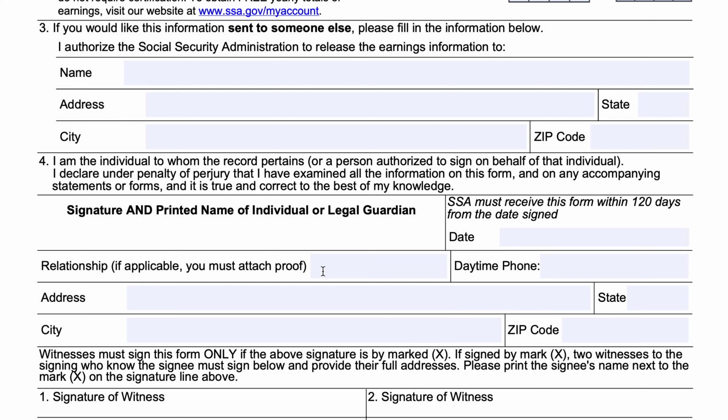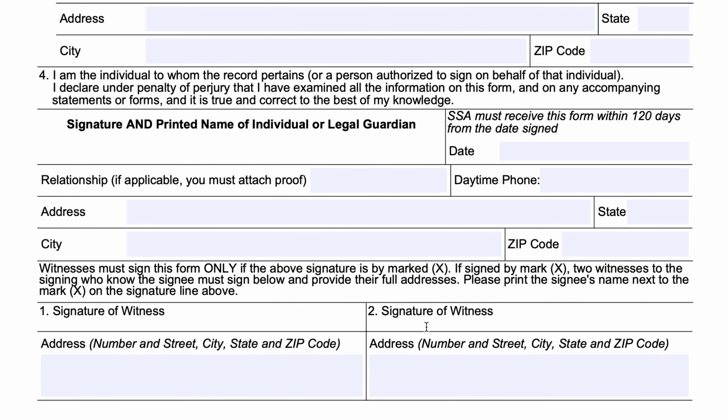Relationship, if applicable, you must attach proof. So it could be guardianship papers, it could be a marriage certificate. Whatever your relationship is, if you have a relationship to a person that you're requesting information for, then you must attach that proof. Phone number, address, state, city, and zip code.